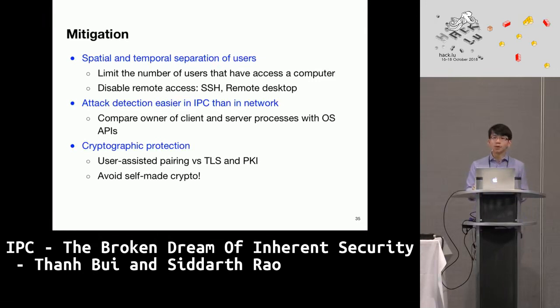The mid-mal attack can also be easily detected. The application developers just need to compare the owner of the server and the client process. But it's a little more difficult for a JavaScript client running in the web browser, because such clients don't have access to the OS API and cannot perform the owner check. So in that case, cryptographic solutions can be used, such as TLS and PKI.